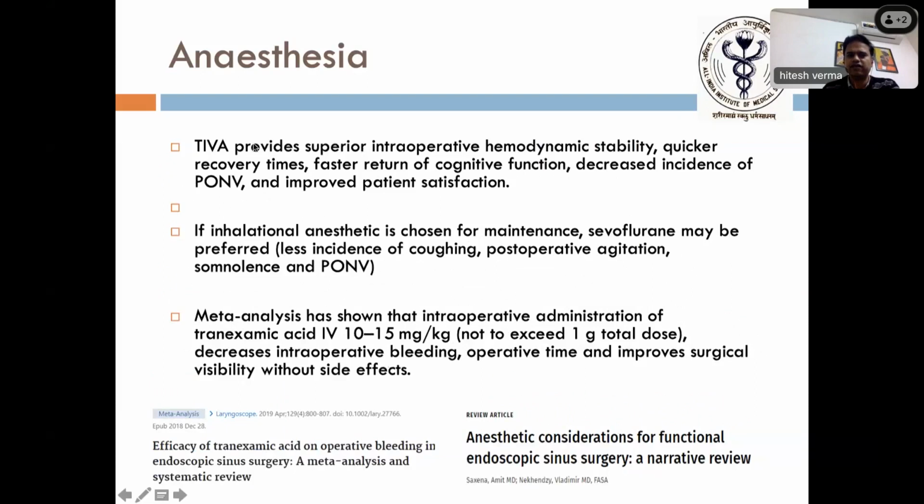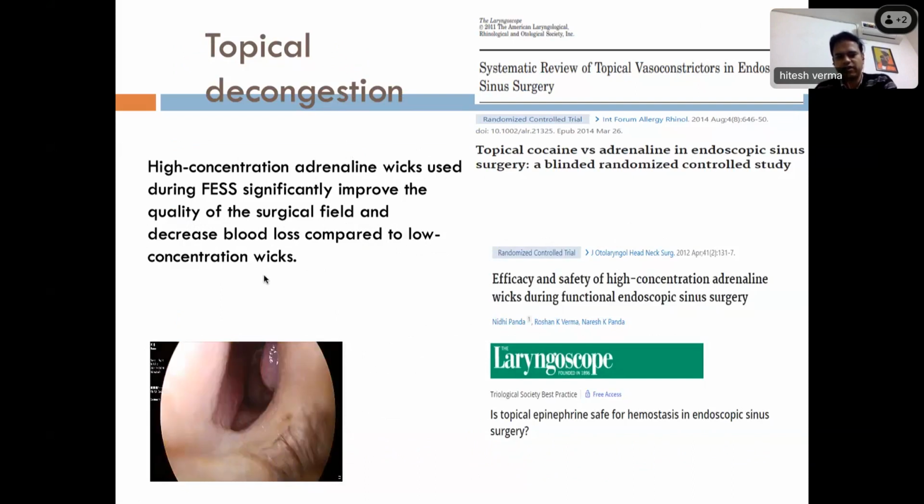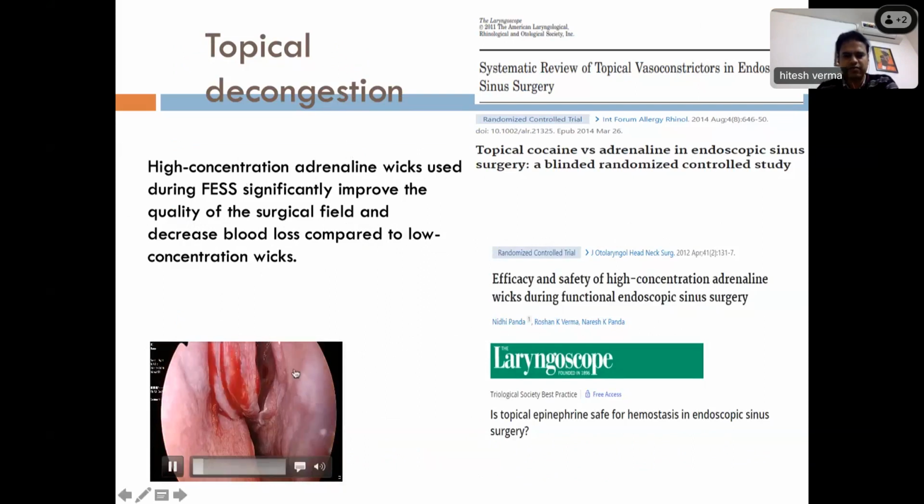For anesthesia, total intravenous anesthesia is found superior as compared to other forms of anesthesia. And if an inhalational form of anesthesia is used, then zero flow provides a better surgical environment as compared to other forms. Administration of tranexamic acid shows a decrease in intraoperative bleeding, operation time, and improves visibility during the surgery. Topical decongestion is equally effective as compared to blocks like the anterior ethmoid block or sphenopalatine block. So in the current era, fewer surgeons are using these block techniques to control bleeding. Pre-operative endoscopic assessment and proper placement of graft flap is very important. Pack is very important.